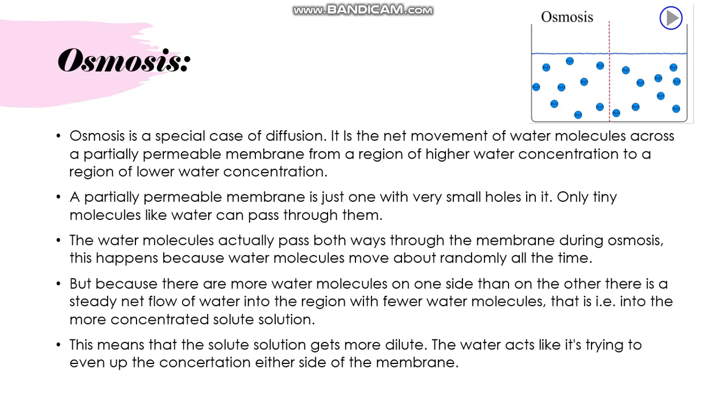The water acts like it's trying to even up the concentration either side of the membrane, and that is what you call an equilibrium. In the top right hand corner we can see a little diagram representing it. We have one side and the other side, and we see the water particles as evened out as they can be, and that's how osmosis works.